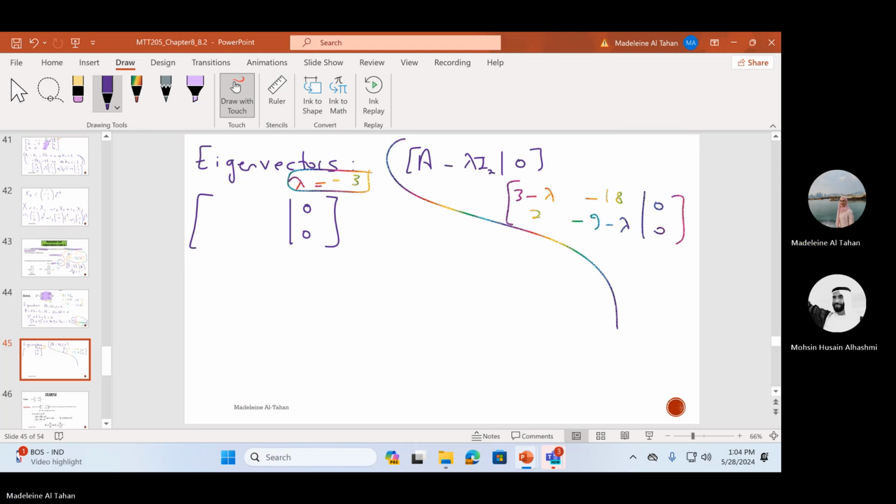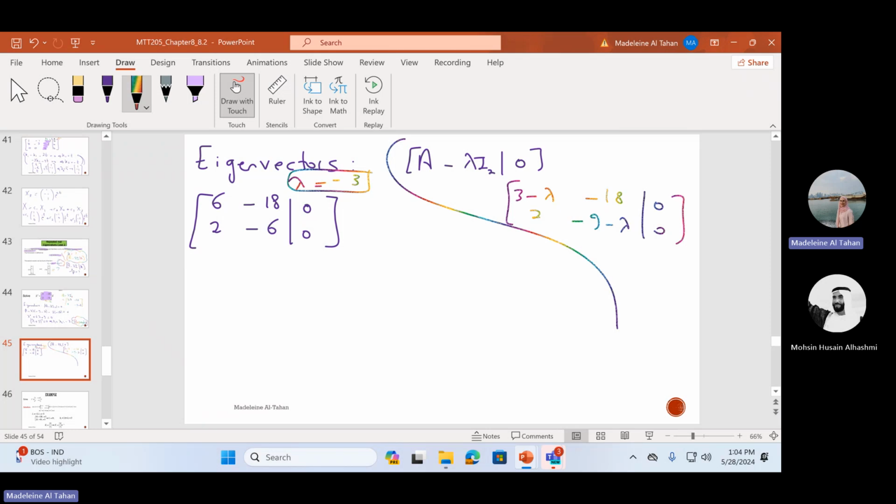Question? Okay, what will we get when we substitute lambda equal -3? 6, -18, 2, -6. Okay, remember, when we are finding eigenvectors, we should get at least one of the rows as zeros. Now it's clear that one of these rows is zeros because they are multiples of each other. If you are saying it's clear, just keep one of them and remove the other.